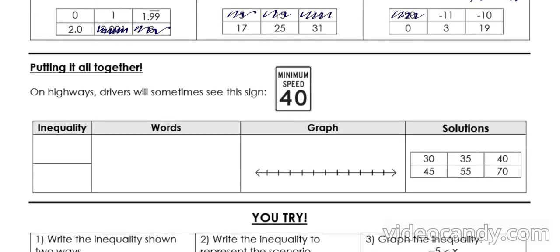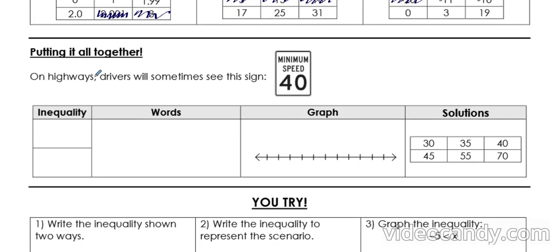All right, now we're going to put it all together with this one example. On highways, drivers sometimes see this sign, minimum speed of 40. So it's saying you have to travel at least 40 miles an hour. Typically, you'll see a speed limit, which means you have to go that speed or less. But if we're talking about a minimum speed, we would say that x needs to be greater than or equal to 40, or 40 has to be less than or equal to your speed.